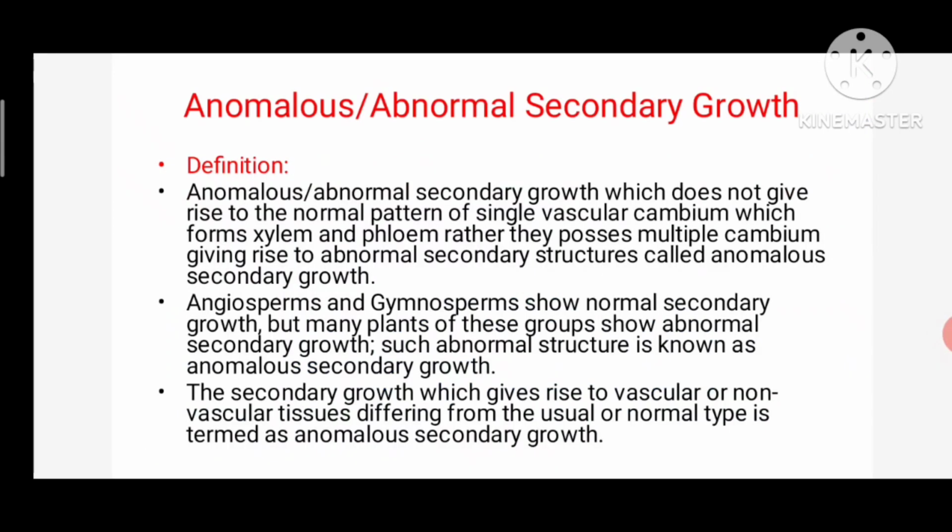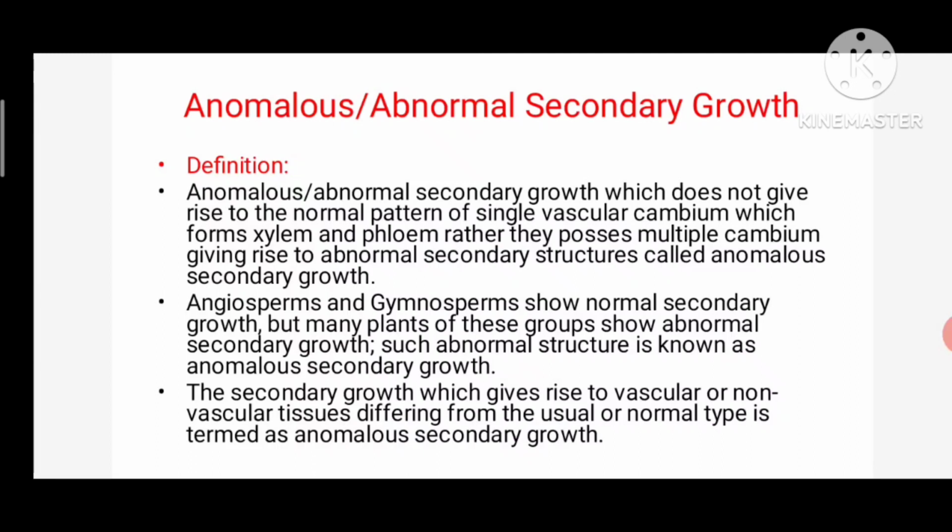Anomalous or abnormal secondary growth. Definition: anomalous or abnormal secondary growth does not give rise to the normal pattern of a single vascular cambium which forms xylem and phloem. Rather, they possess multiple cambium giving rise to abnormal secondary structures called anomalous secondary growth.